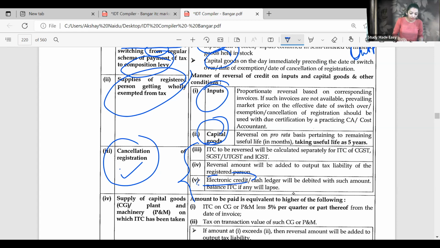Ma'am, why debit? Asset हो गया ना government के respect पे. Electronic credit ledger में ITC was a liability for government कि हमको देना है तुमको. Now when they are reversing, it will get debit, asset है उनके लिए. Now they do not want to give you that ITC. अब उनकी liability नहीं है to give you ITC back. So that is a debit for them, that is an asset for them. Understood?